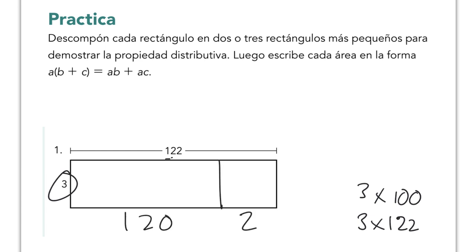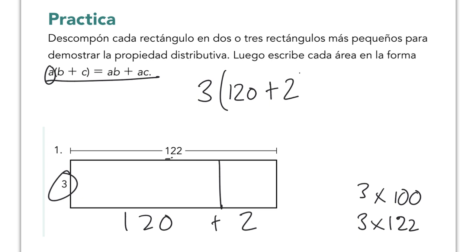Okay, this is what I did. I went ahead and separated into 120 times 2. So they want us to write it in the distributive property format. Here, what I'm going to do is go ahead and write my 3. That'll be my A right there. And then my 2 numbers that I'm going to write is 20 plus 2.